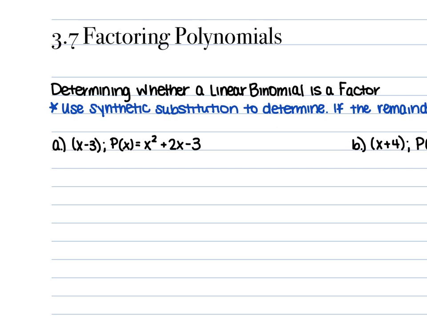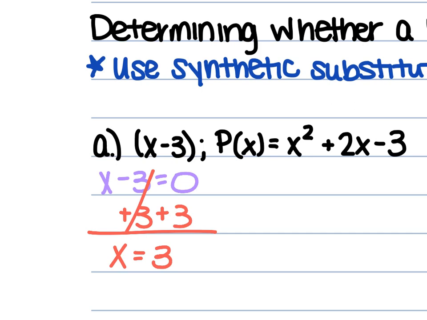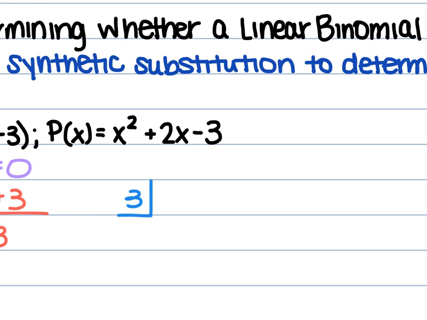So we're going to use synthetic substitution to determine if our remainder is 0, then that linear binomial is a factor. So we solve for x in the x minus 3, set it equal to 0, move that 3 over. We're going to have that x is equal to 3. So 3 is going to go inside our box. Our coefficients are 1, 2, and negative 3.